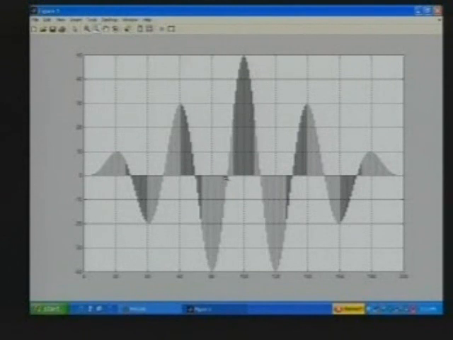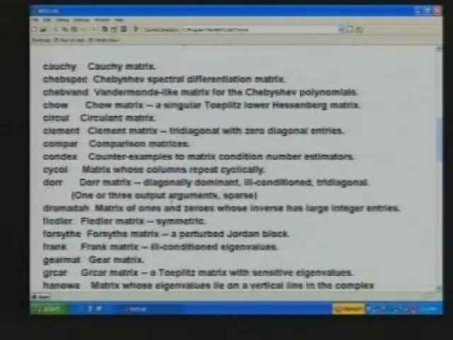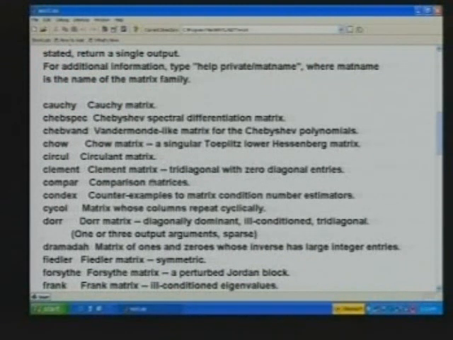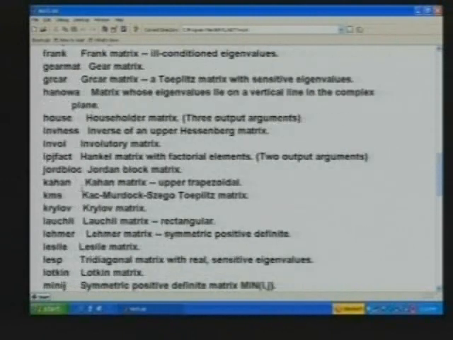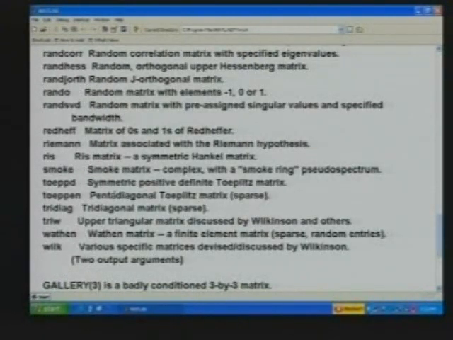So, today we will finish here. We have seen some of the specialized matrices. I am not going to discuss Vandermonde matrices, Pascal matrices, and some of the special matrices which you will get from gallery. You can use help gallery and see the number of matrices here: Cauchy, Chebyshev, Chow, circulant, Clement, comparison. These matrices are very specialized for special applications. You can get them from any linear algebra book, or you can even try the internet.